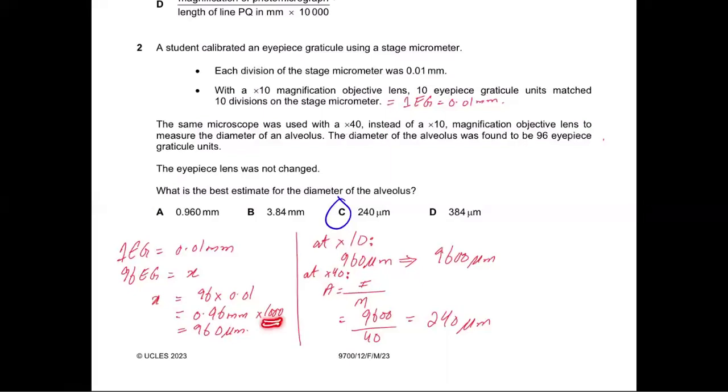We multiply it by 1,000 to get the answer in micrometer. So it's 960 micrometer. Now, at 10x, 960 micrometer will be 10 times magnified. So this 960 micrometer will become 9600 because this is 10 times magnified. Now, if it is changed to 40, the objective is changed to 40. We'll apply the formula of this magnification. Again, actual is equal to image upon magnification. The diameter that we got was 9600. We'll divide by the magnification 40 and we get the answer of 240 micrometer.